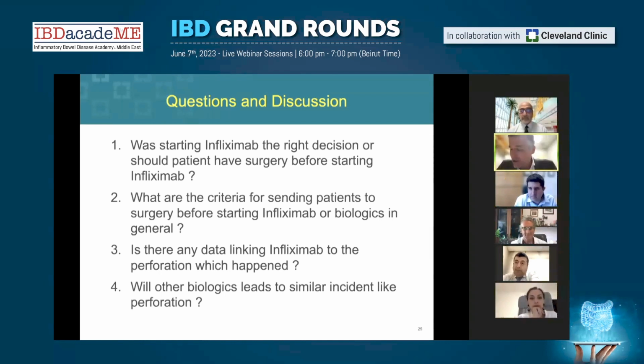Dr. Sharara, would you start infliximab monotherapy or combination therapy in this patient? And with perianal disease and internal penetrating disease, what kind of level would you aim for?